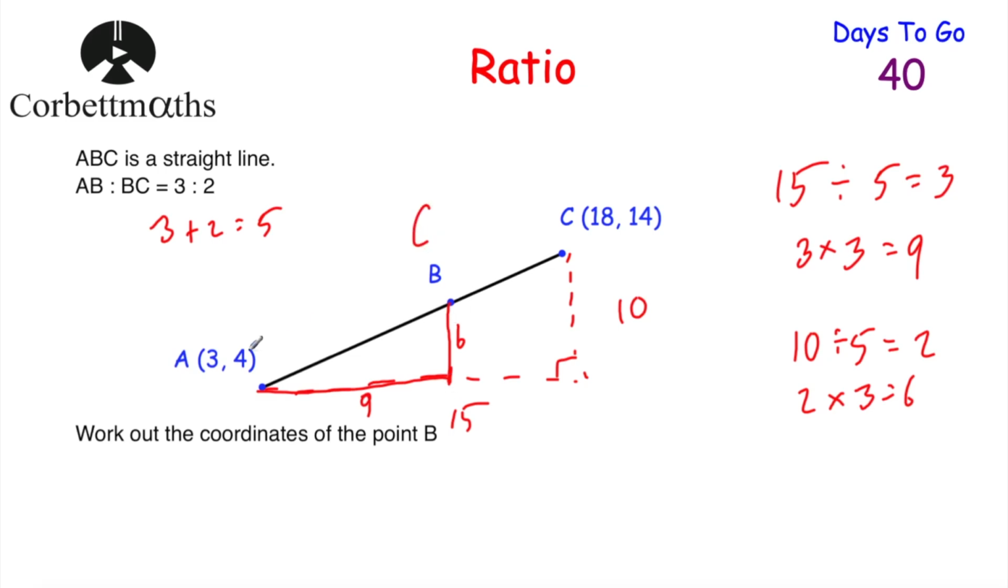So let's do that. Going 9 across. This had a horizontal position of 3. We're going to go another 9 across. That's going to be 12. And then in terms of the height, this point was 4. We're going to go up another 6. That'll be 10. So that means the coordinates of the point B would be 12, 10. And that's it. And if you got that, well done.